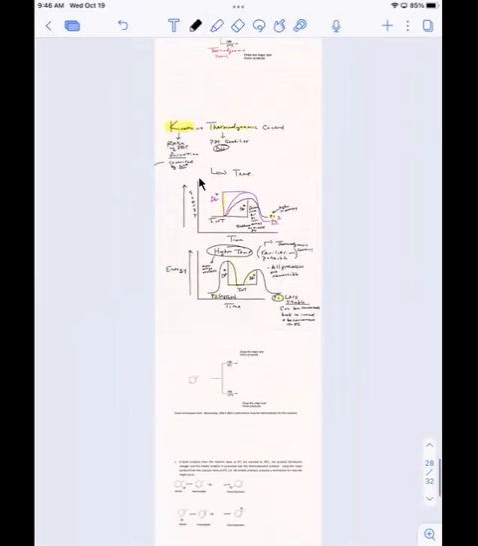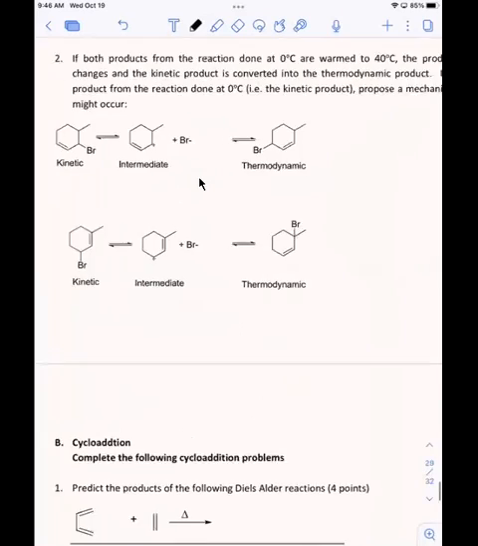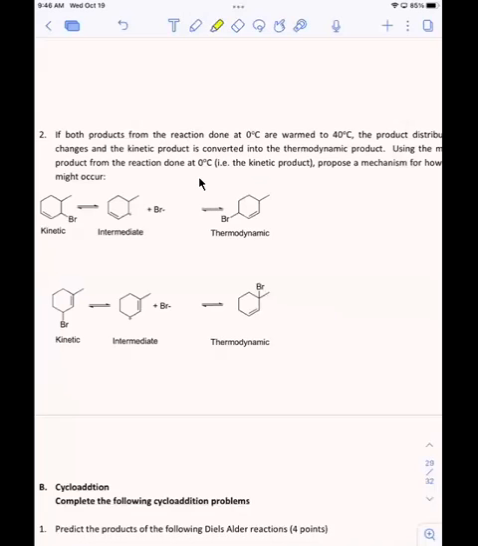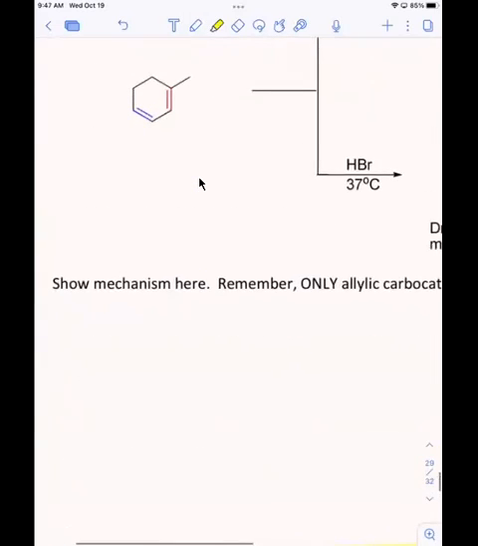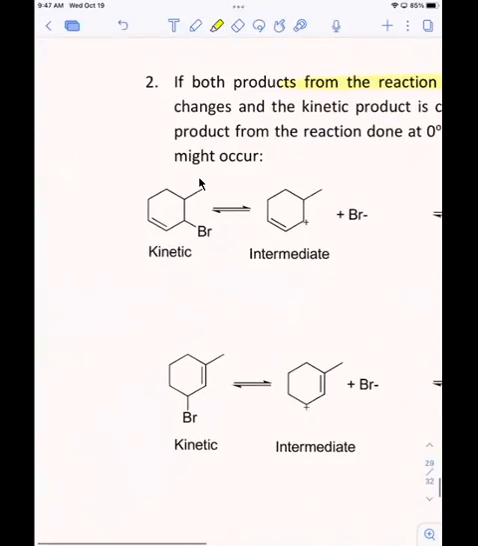So let's apply this information to this example right here. Right, so we're saying if both products, we're gonna look at the kinetic products, because if the other alkene reacted, the blue one, then this would be the kinetic product.